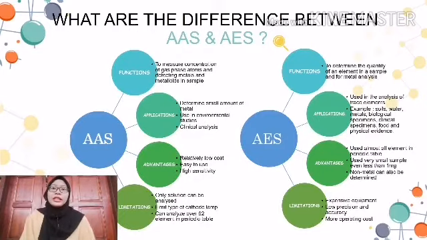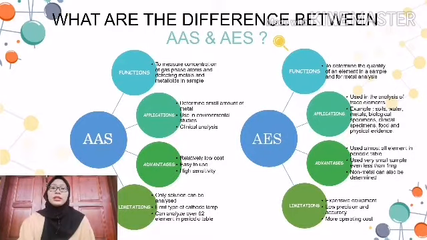For application, AES is usually used in the analysis of trace elements such as salts, water, metals, biological specimens, clinical specimens, food, and physical evidence such as glass and other solids. AAS is usually used to determine small amounts of metals such as lead and mercury in environmental studies such as water analysis, and clinical analysis like blood samples and plasma.